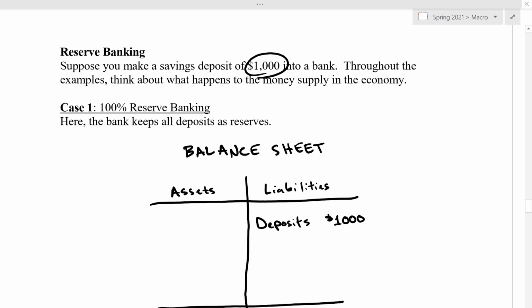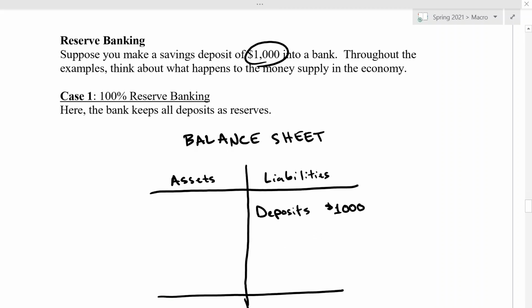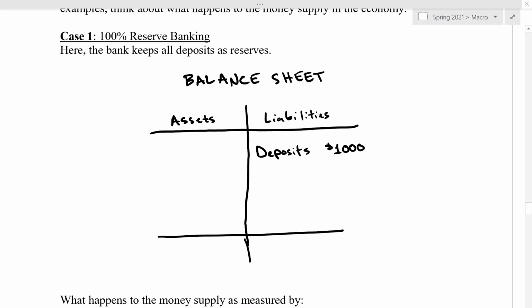So, another thing, we're not going to write it here, but borrowings would be another one. If a bank borrows money from another institution, they are liable to pay that institution that money. So, the bank is liable to pay me $1,000. Total deposits is just going to be that $1,000 for this example.